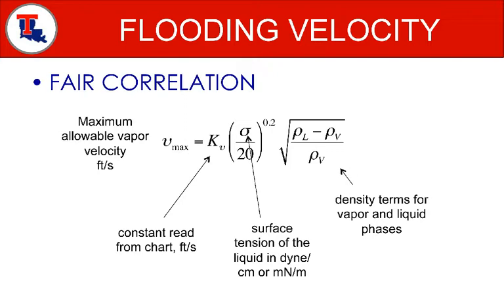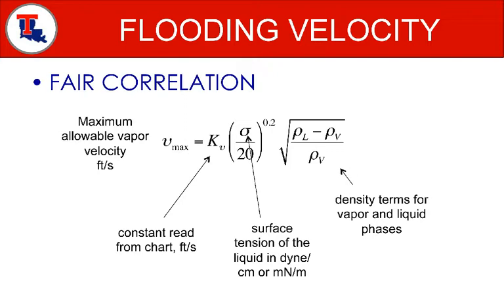So for figuring out the maximum allowable vapor velocity, we have to figure out the maximum vapor velocity. This small v written in italics with a max symbol represents the maximum allowable vapor velocity. Usually it's given in feet per second. Then that can be estimated using this Fair correlation.